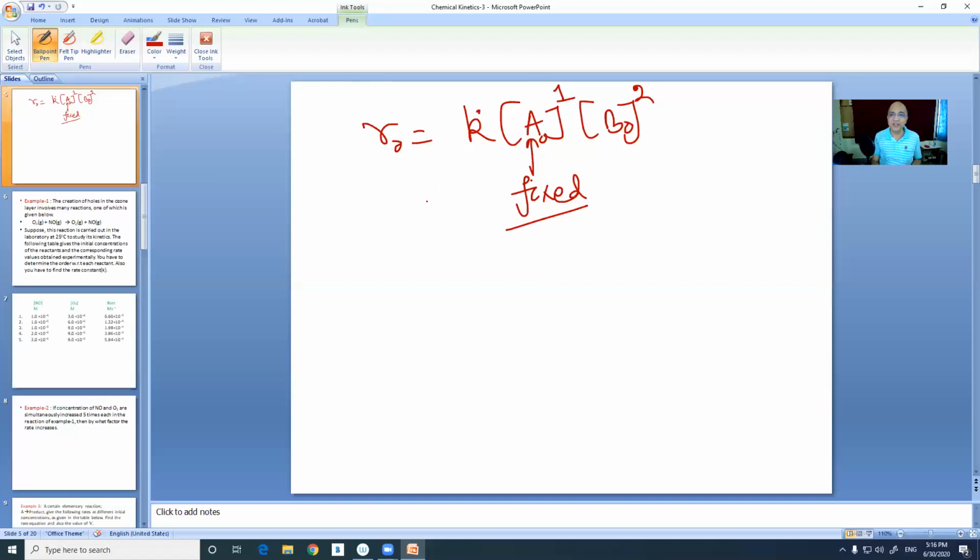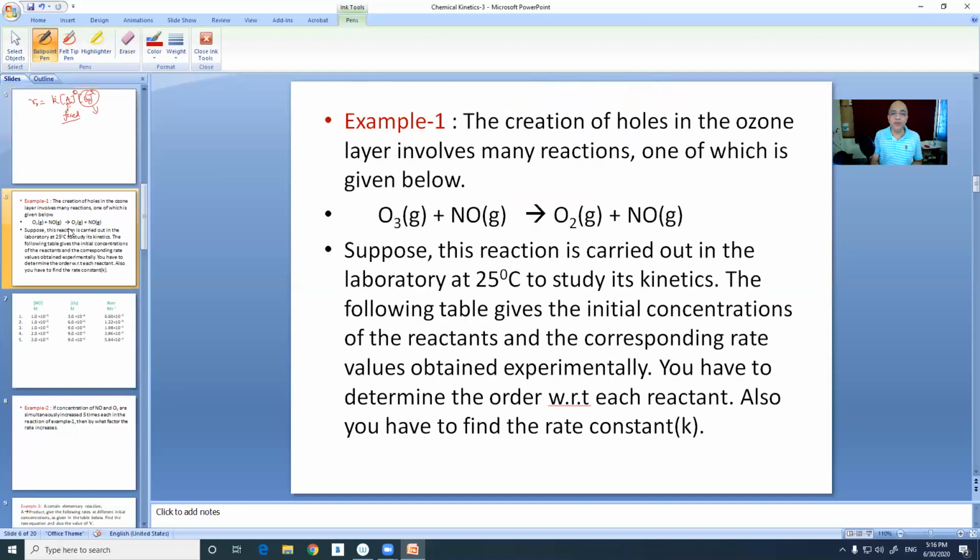And if it is zero order with respect to a certain reactant, then keeping the other fixed, if this is doubled or trebled, the rate doesn't change, it remains constant. Therefore, the order with respect to this reactant A is 0. So with this much discussion, we will take up example 1.